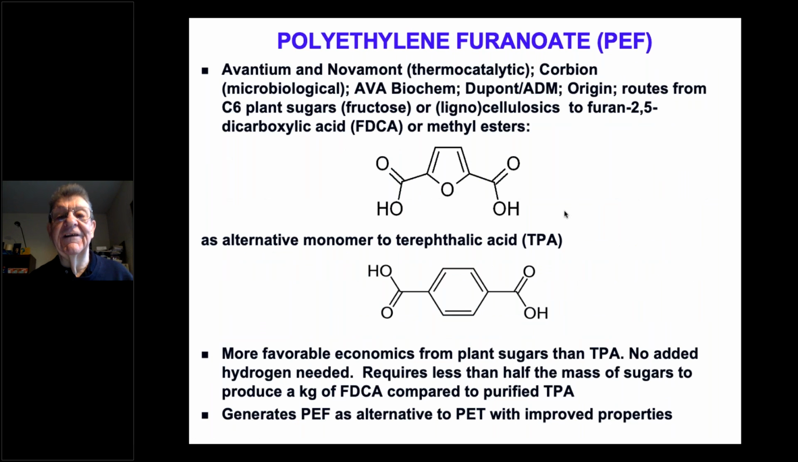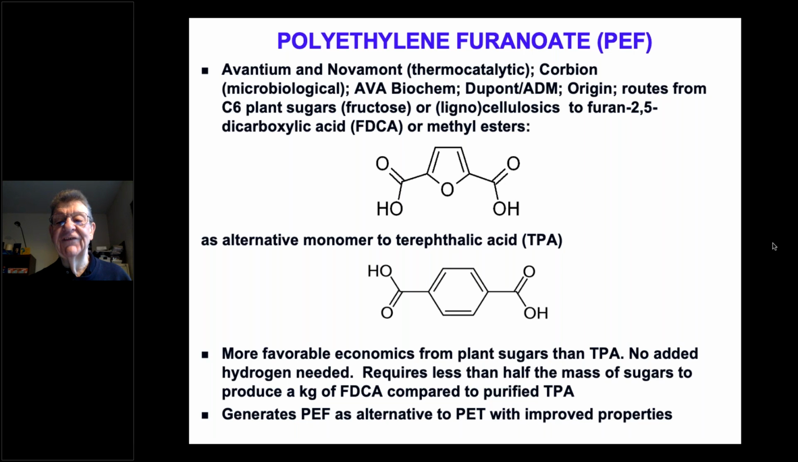Because of the economic constraints making terephthalic acid, some other companies have gone a different route using furan chemistry. The most important ones probably are Avantium and Corbion, and they are making not terephthalic acid, but furan dicarboxylic acid, this molecule here, as a replacement for terephthalic acid. And the economics to make the furan dicarboxylic acid are much better than making terephthalic acid. You don't have to add hydrogen. You need much less mass of feedstock.